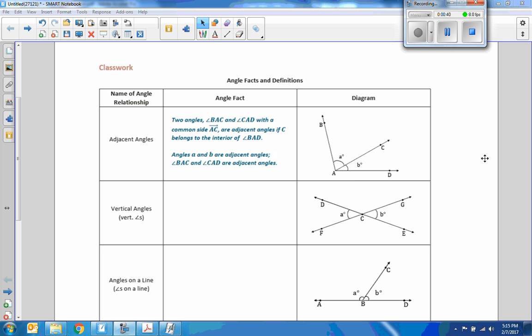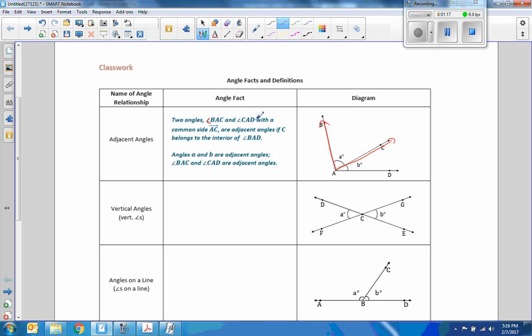Okay, so our first definition is adjacent angles. Adjacent angles basically means angles that are next to each other and they share one common ray. So here it says two angles, angle BAC. I'm going to color code this as I go. In order to read an angle, you say angle for this symbol. So you say angle BAC. You start at the B, then go to the next letter, which was A, and then you go up to C. So that's angle BAC right there in red.